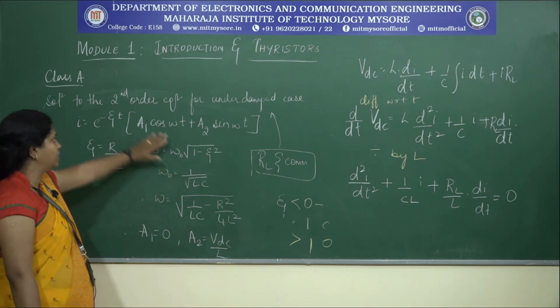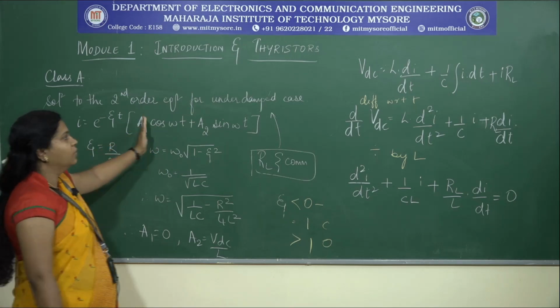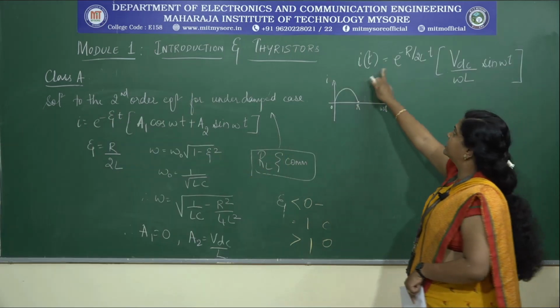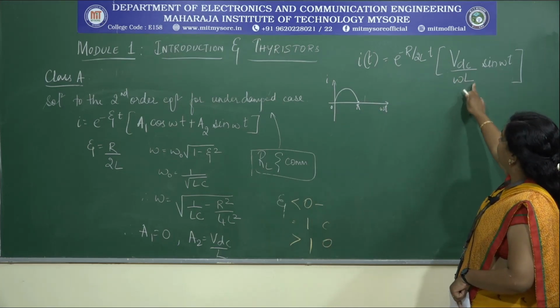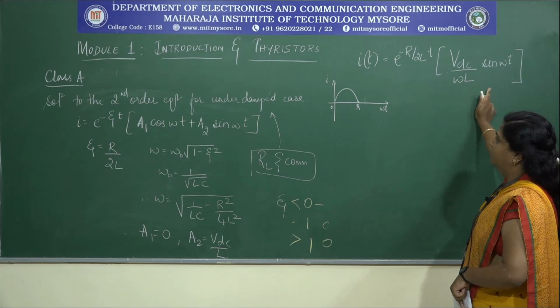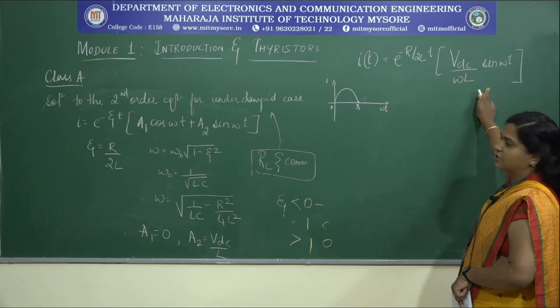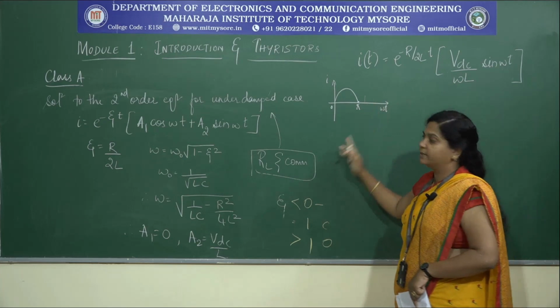Substituting these two expressions in the above equation, we will get the solution: i(t) = e^(-R/2L · t) · (V_DC / ωL) · sin ωt. Okay, this is the solution for finding out the current.